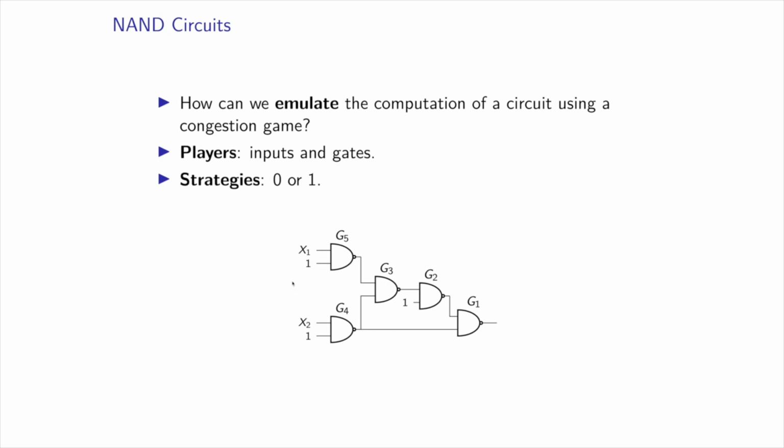We define a set of players corresponding to the inputs x1 and x2 of the circuit and the gates of the circuit G1 to G5. Since this is a binary circuit, each player will have essentially two strategies, either the 0 strategy or the 1 strategy. The strategy of a gate corresponds to the value of the output of that gate.